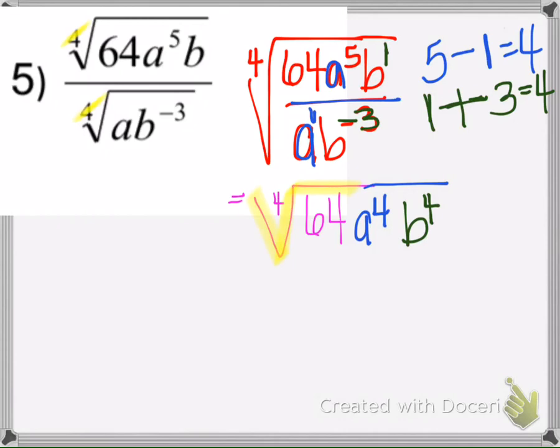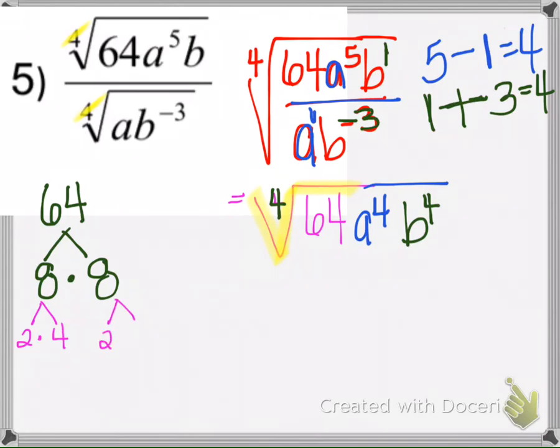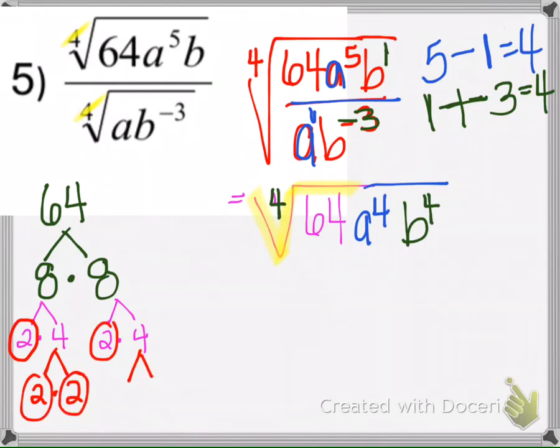So let's start with the 64. I'm going to go ahead in this method with this problem, because this index is high, I'm going to make a factor tree. So I know 8 times 8 makes 64. And then I know 2 times 4 is 8. So this is method 2 to simplify a radical. And then I circle it once it's prime.